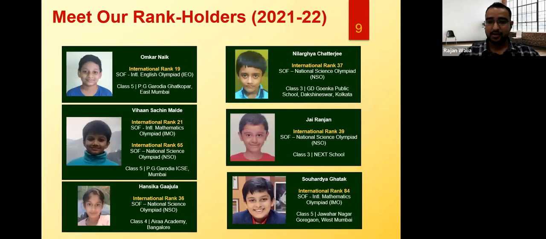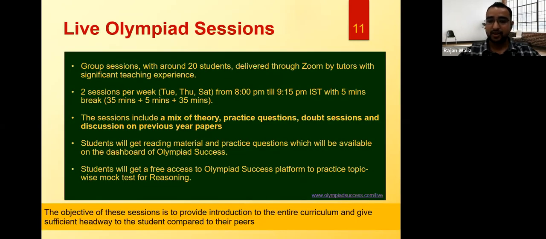Okay, now students, about this course. There will be around 20 students in the class and the classes will be conducted on the Zoom platform only. There will be 3 sessions per week. Days will be Tuesday, Thursday and Saturday and the class timing will be 8 p.m. to 9:15 p.m. Sessions include a mix of theory, practice questions, doubt sessions, and we will also discuss previous year papers. And students, you will get reading material and practice questions, which are available on the dashboard of Olympiad Success.